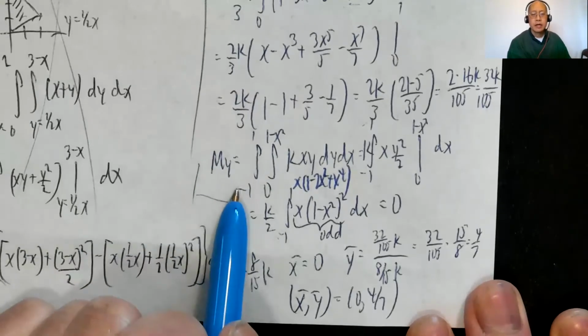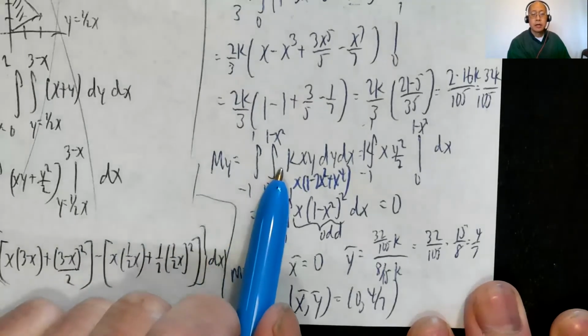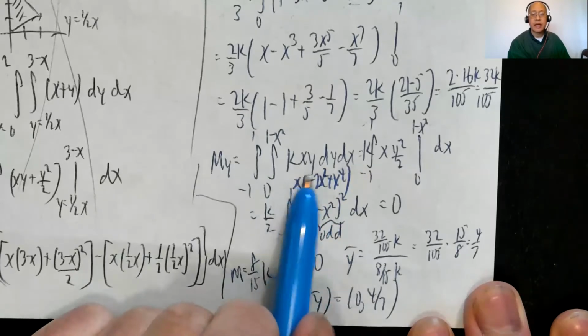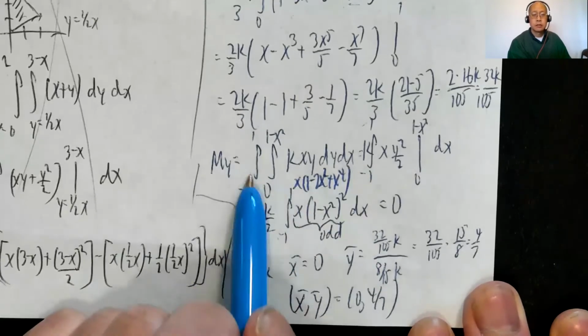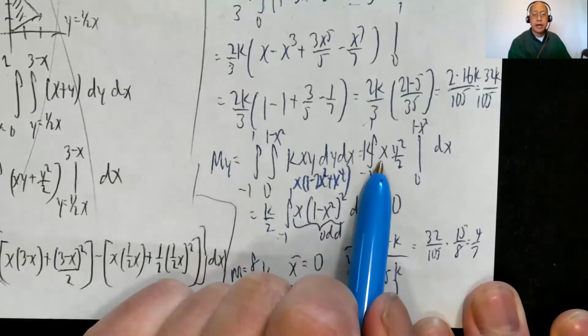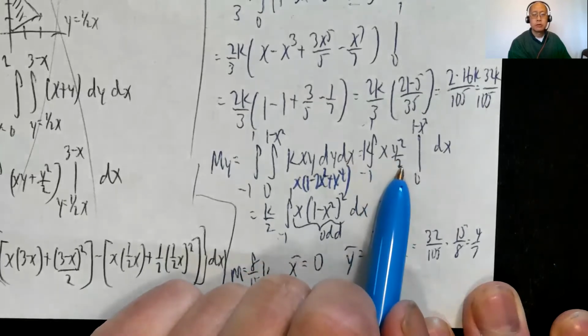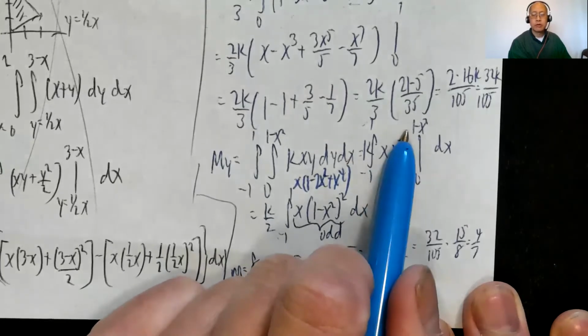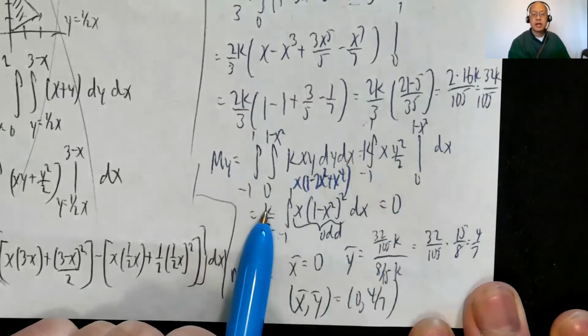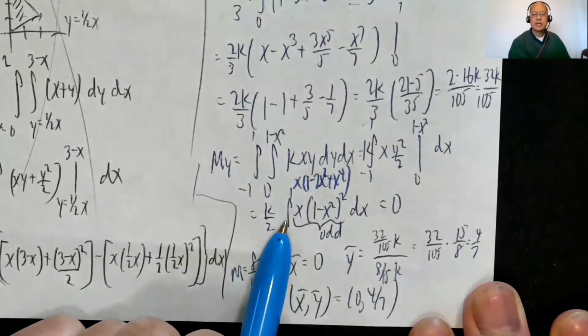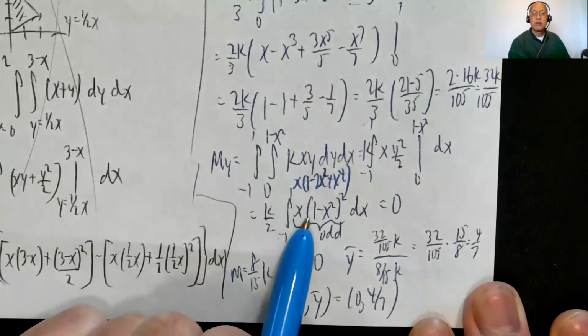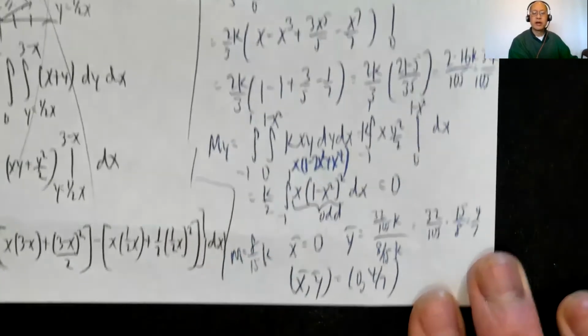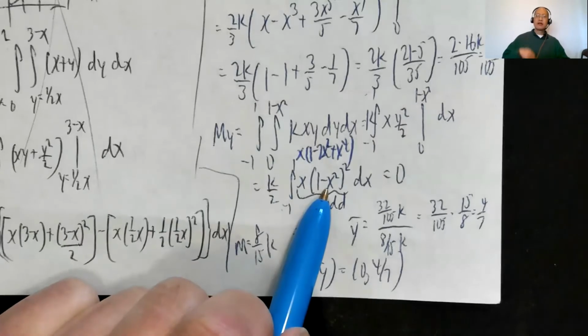M sub y, I multiply by x. So k, xy, dy, dx. Same limit, same limit. So k, x, y squared over 2 from 0 to 1 minus x squared. So that's k over 2, x times 1 minus x squared, squared. That's going to be an odd function.